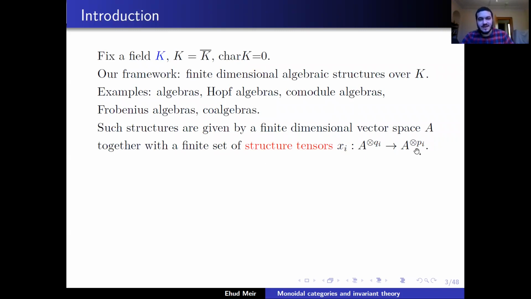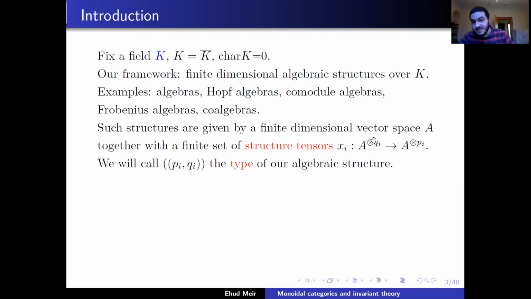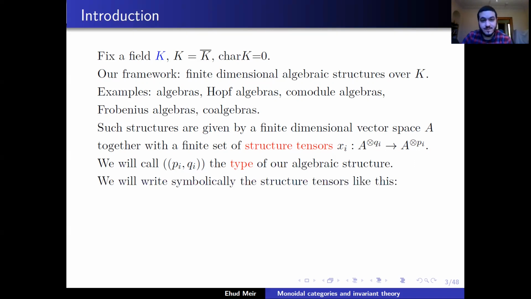So they are given by some vector space A, a finite dimensional one, and a finite set, I assume, of structural tensors, which are maps going from some tensor power of A to another tensor power of A. So if it goes from A tensor Qi to A tensor Pi, we will call this set of numbers Pi, Qi the type of our algebraic structure. And we will assume that it is fixed throughout this part of the talk.